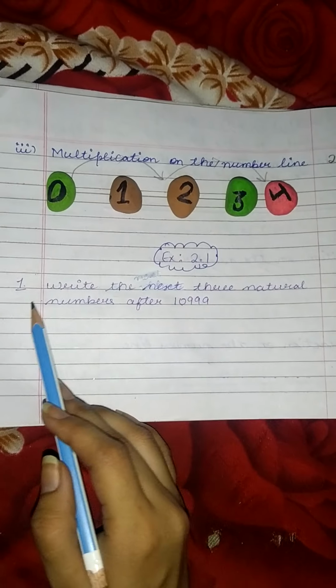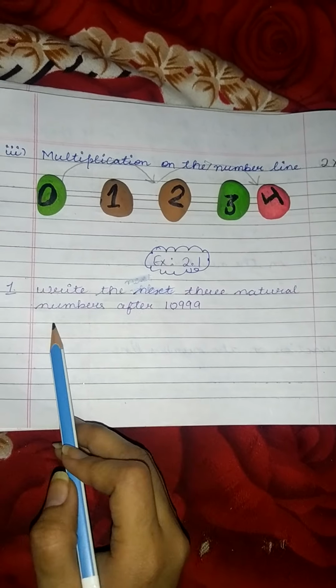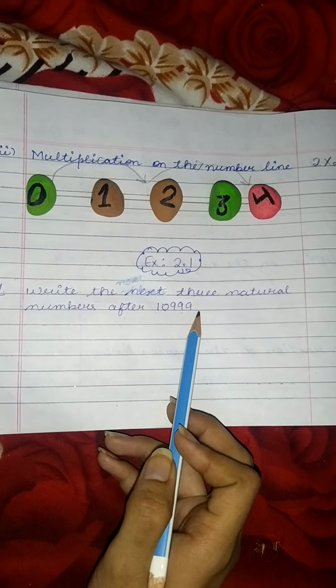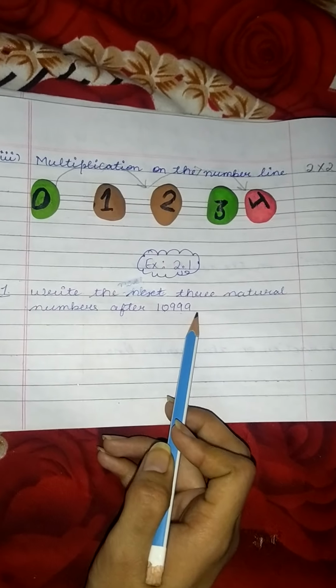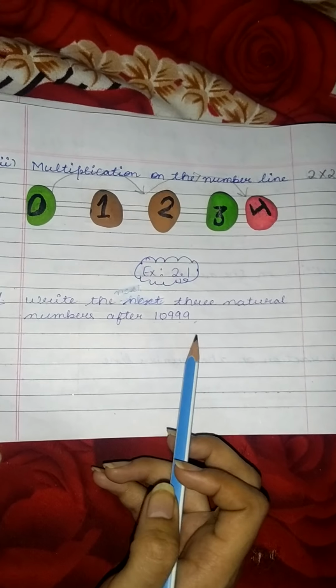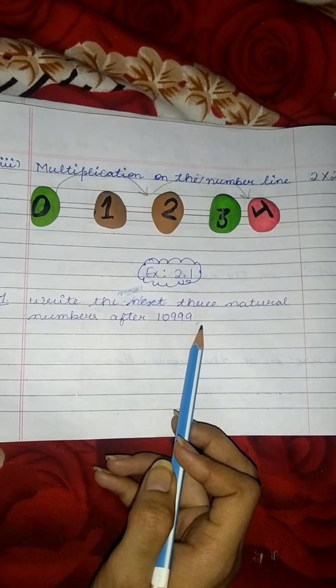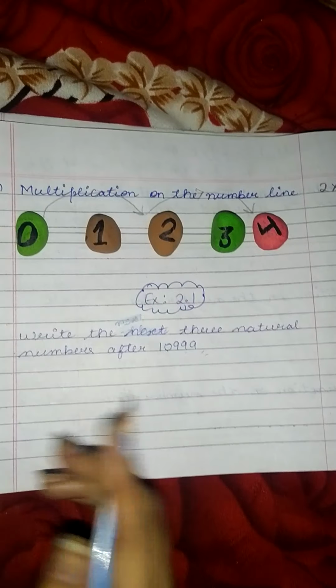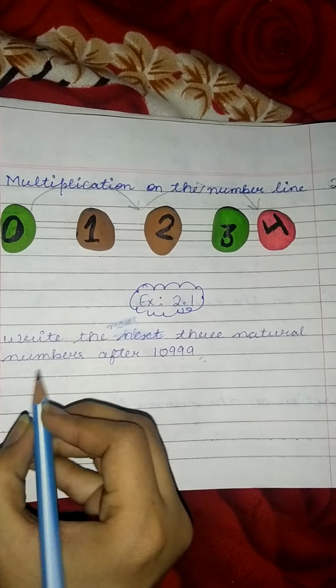Exercise 2.1, the first question is: write the next three natural numbers after 10,999. So in this question we have to write the next three natural numbers, meaning we have to find the next three successors of 10,999.